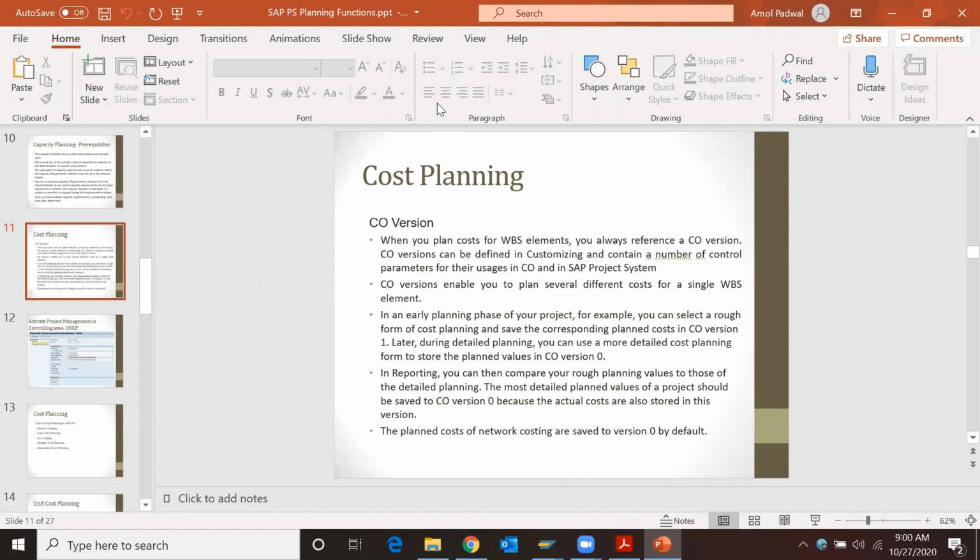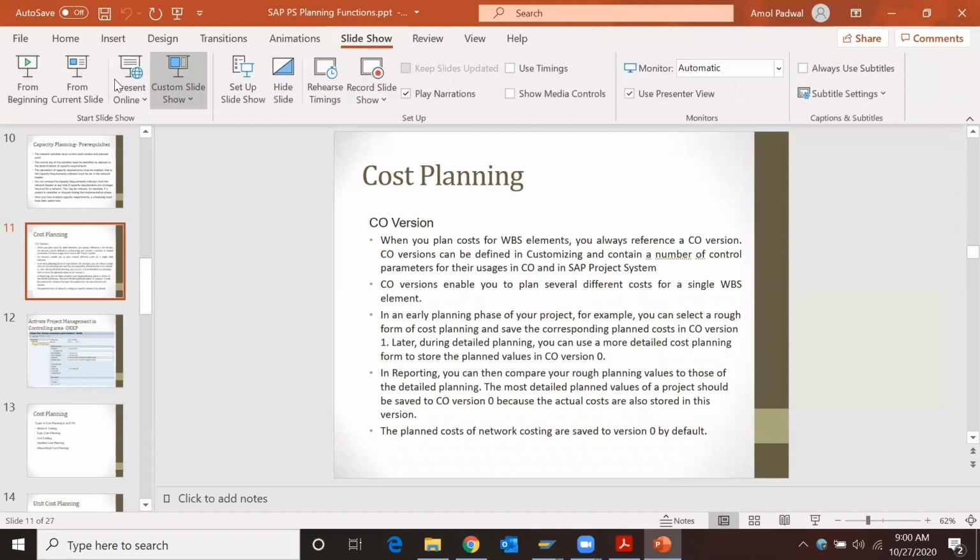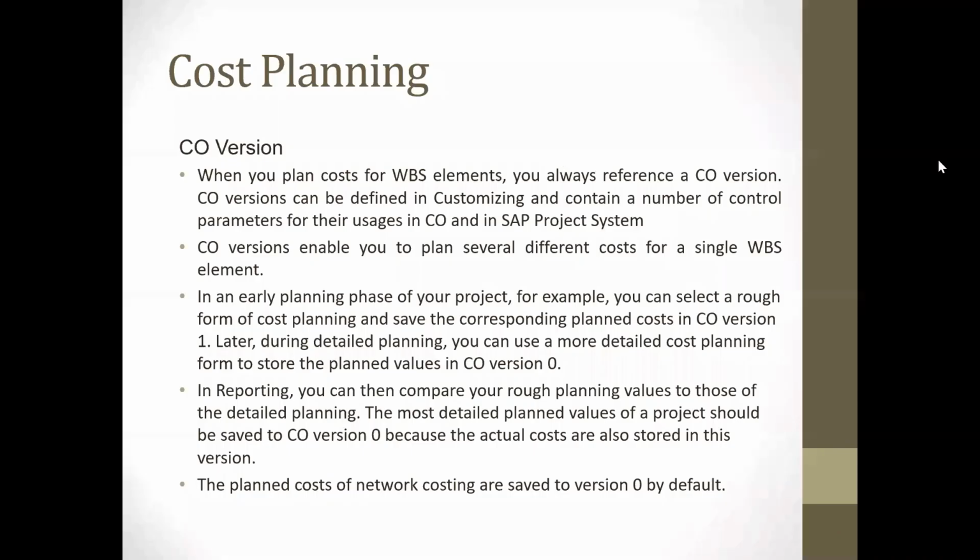And the third version, which is most important, is the controlling version. So basically this controlling version is utilized for all cost planning aspects. Whatever we are performing, cost booking, means we create commitments, we create actual postings, all those things will be recorded by the PS module with reference to the controlling version. So this is the most important configuration from a PS perspective. I'll start the slideshow for this cost planning.